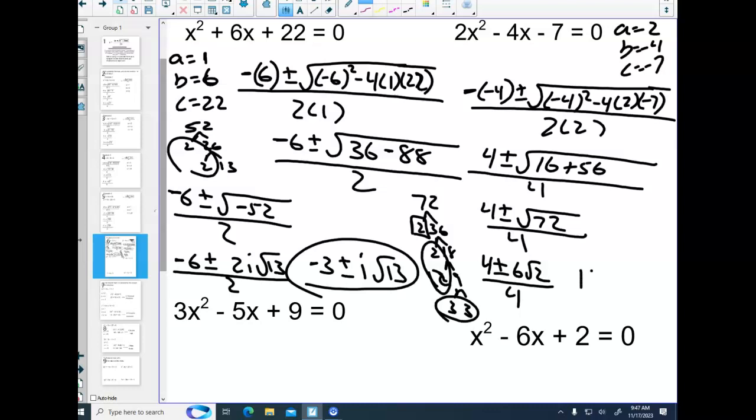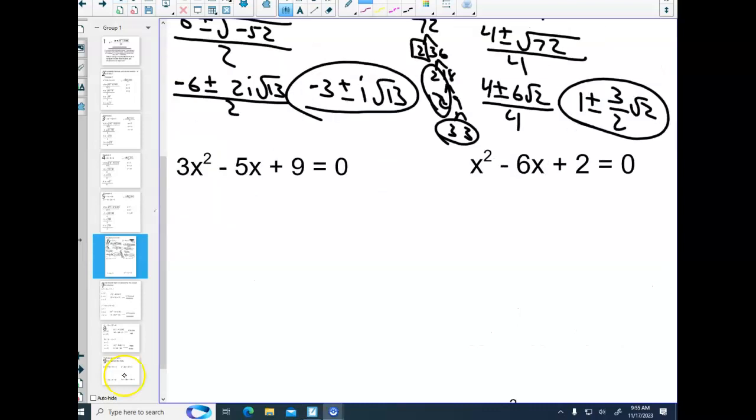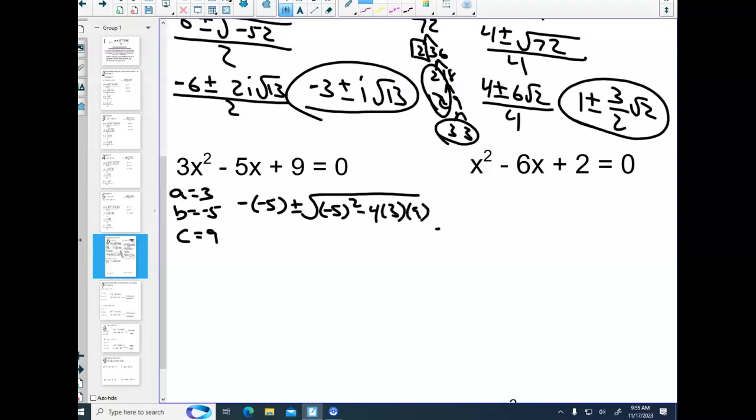4 over 4 is 1. 6 over 4 is 3/2 times your root 2. And that's your answer. Next, my A is 3. My B is -5, and my C is 9. So it becomes -5 plus or minus the square root of -5 squared minus 4 times 3 times 9. And that's all over 2 times 3.